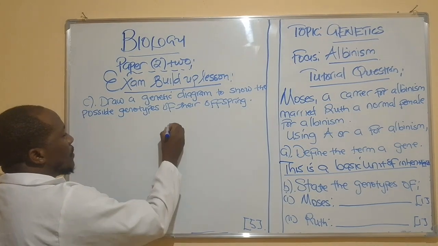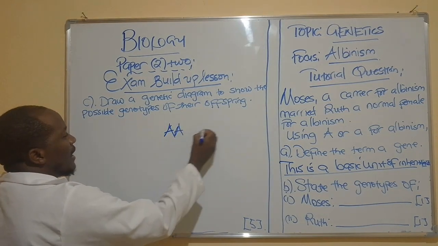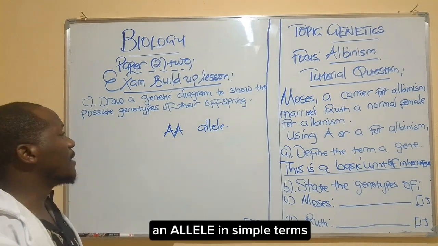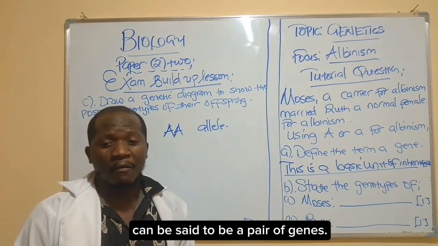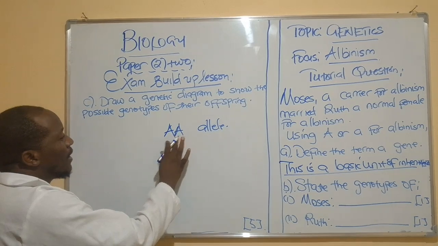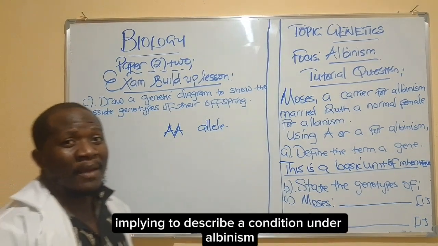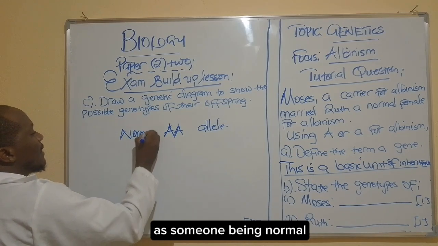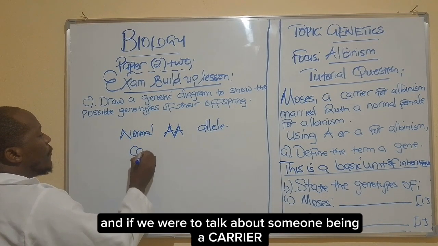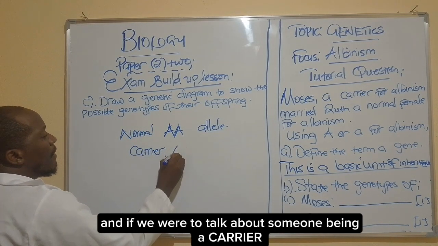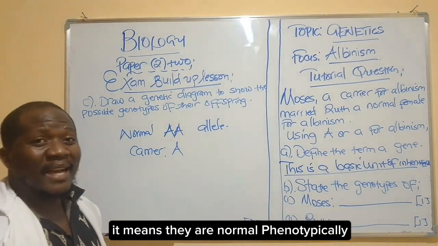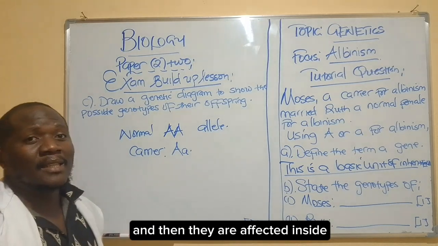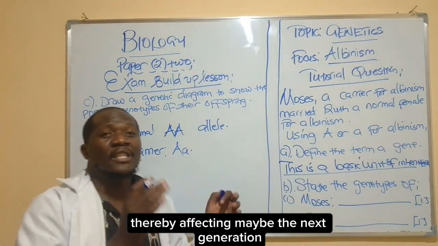So if we use an A and an A, this is called an allele. An allele in simple terms can be said to be a pair of genes. So if we use two capital letters to describe a condition under albinism, this is to be understood as someone being normal. And then if we talk about someone being a carrier, it means they are normal phenotypically, which is the outside appearance, and then they are affected inside, thereby possibly affecting the next generation.